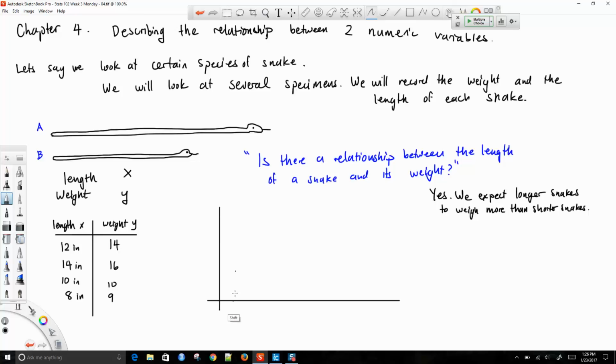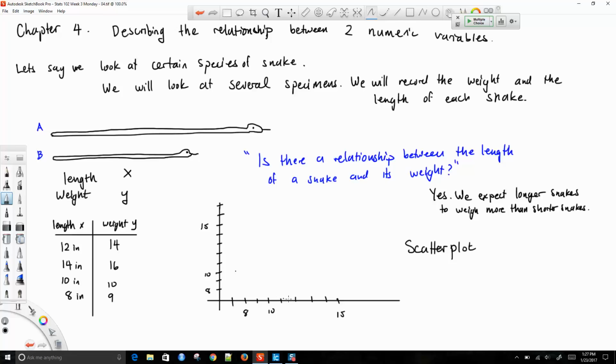We can create what we would call a scatter plot. A scatter plot is our first visual tool, and all we do is put one of these variables along the x-axis. So 7, 8, 9, 10, 11, 12, 13, 14, 15. And then over here, 8, 9, 10, 11, 12, 13, 14, 15, 16. Then I would just plot each of these.